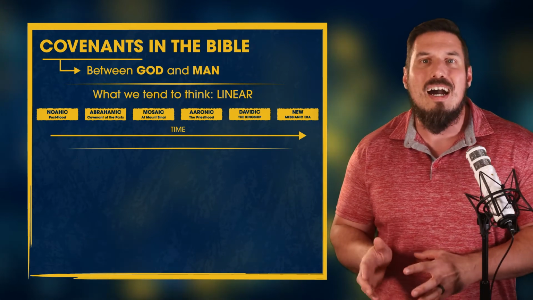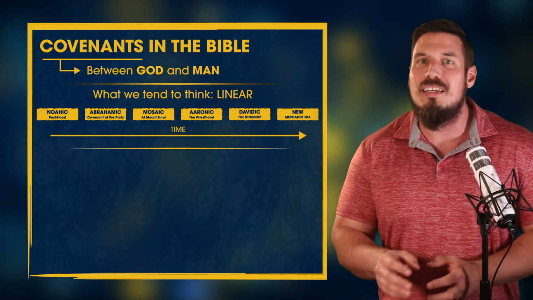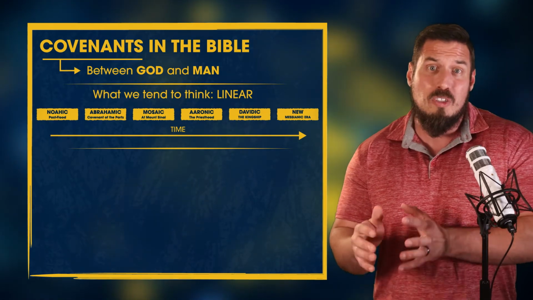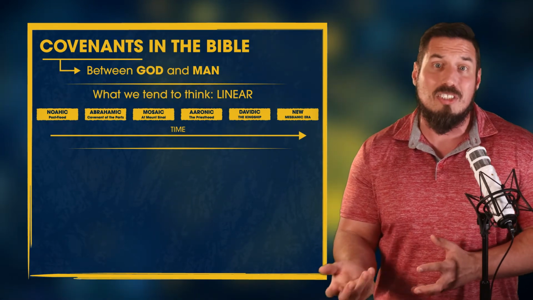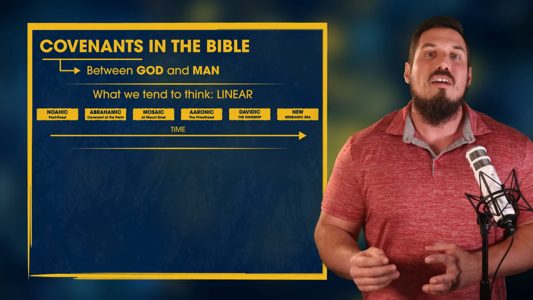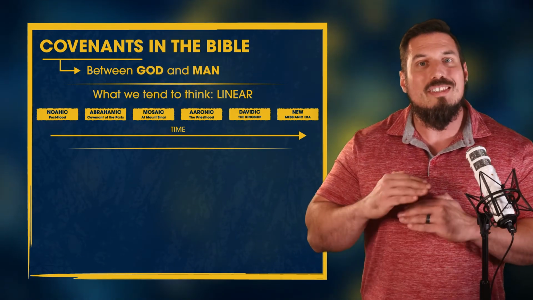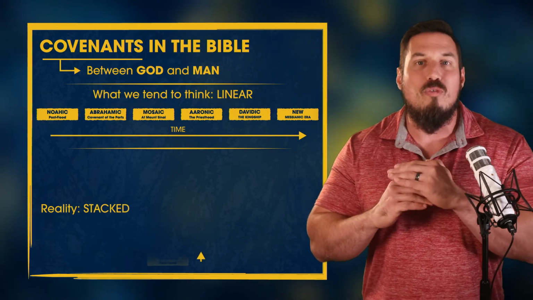The covenants that God made with Abraham in Genesis 15 were not undone when God made a covenant with the nation of Israel at Mount Sinai. And that covenant that God made with Israel at Mount Sinai was not undone when he made a covenant with Aaron and Aaron's sons to be priests forever. You see, the picture of covenants that the Bible gives us is one of stacking covenants, that each covenant builds upon the one before it.